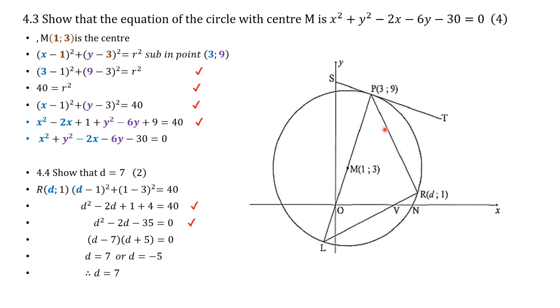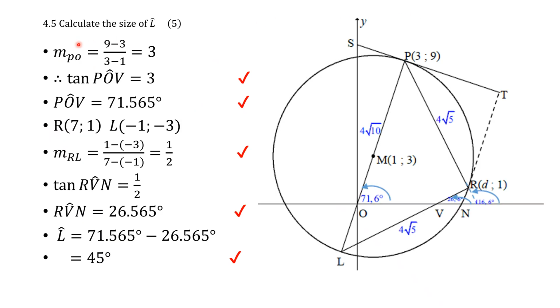Alright, let's go to the next question. Calculate the size of L. So now we want the size of this angle L. If you look there, I have a triangle. The exterior angle of a triangle equals the sum of the two opposite interior angles. So if I find this angle, I automatically have that angle.